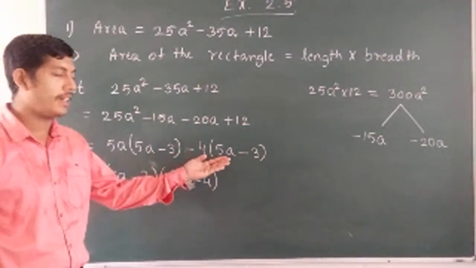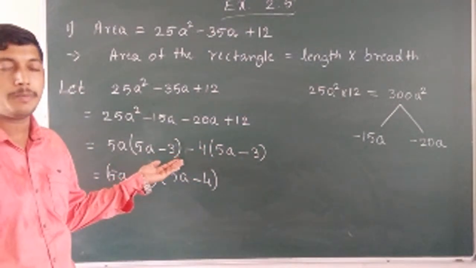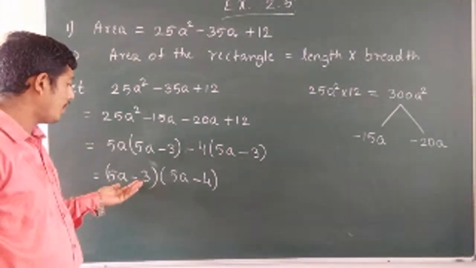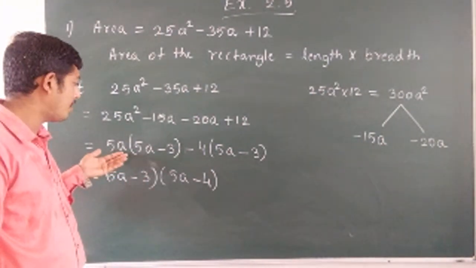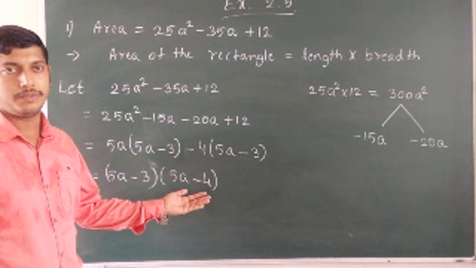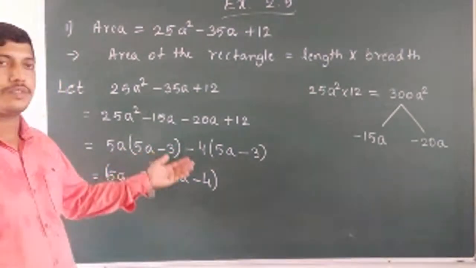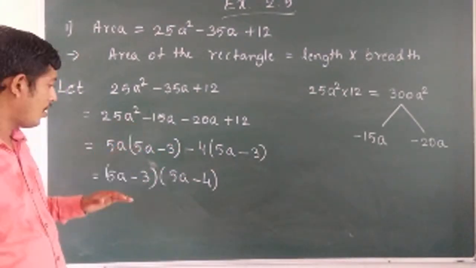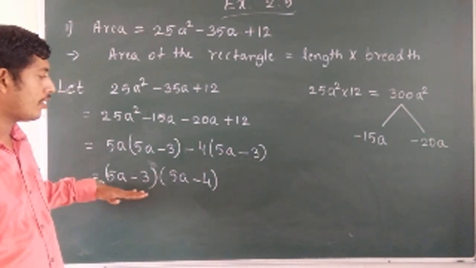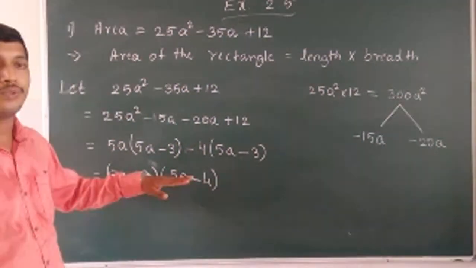Because we have to take 5a minus 3 as the common term and take that outside. When we take 5a minus 3 outside, the remaining answer is 5a minus 4. We'll write that in a bracket. So that's why here we got two values: one is 5a minus 3, another one is 5a minus 4.